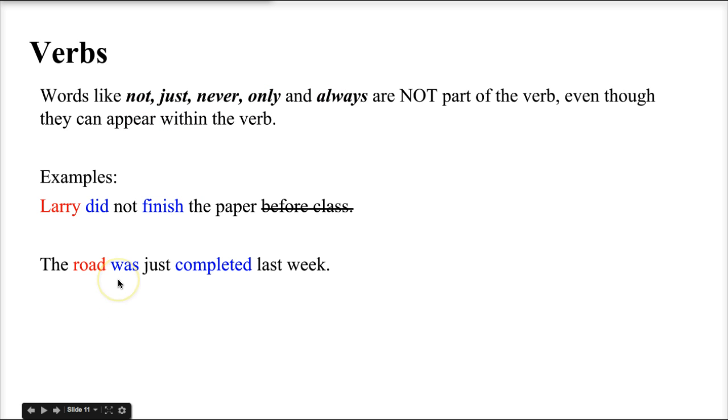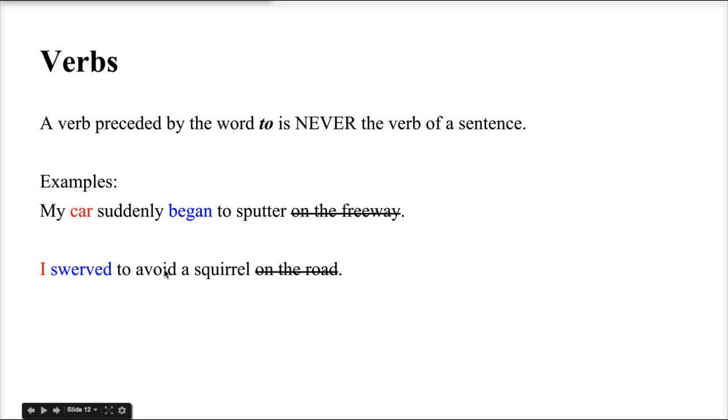The same is true here. Who or what is this sentence about? The road. What about the road? Was completed. Those are the only two words that you would include as part of your verb. Just does not get included. Anytime you have a verb that's preceded by the word to, it will never be the verb of a sentence. So just like it's important to continue crossing off your prepositional phrases to get rid of those extra words, these additional rules and reminders will help you to make sure you're identifying the correct subjects and verbs.